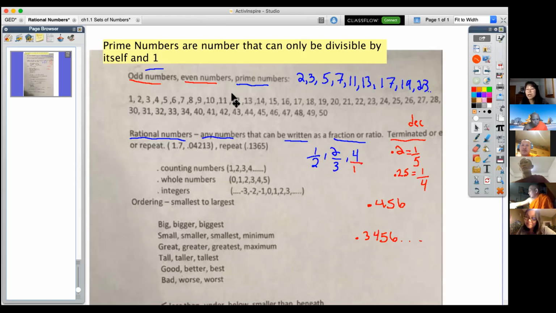Is 2 a prime? Why don't you pick another number and ask them prime or not? 31, is that a prime number?